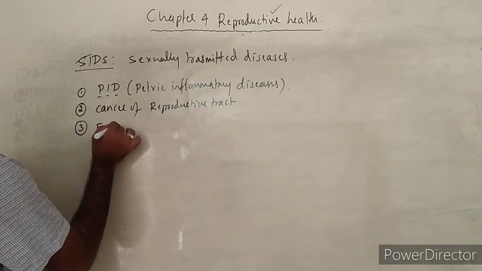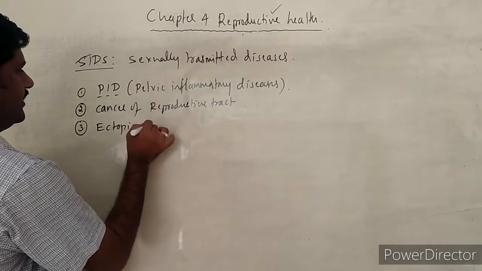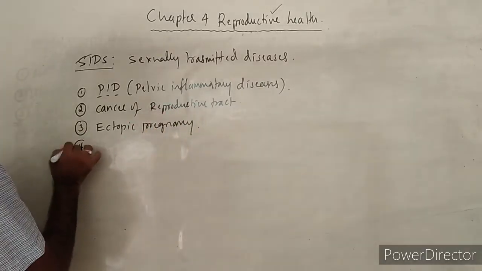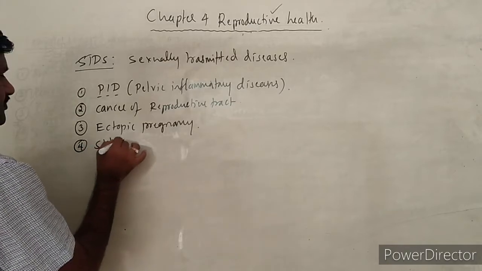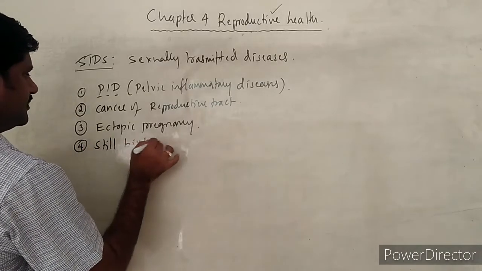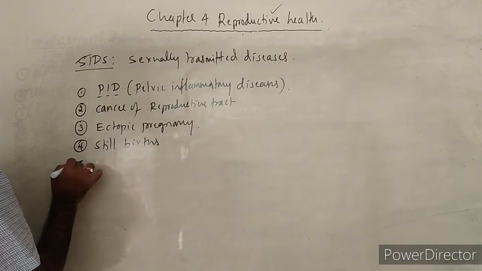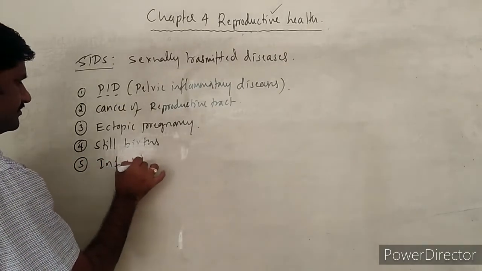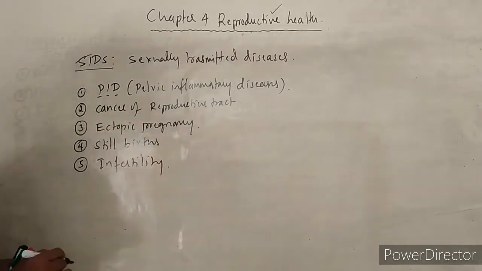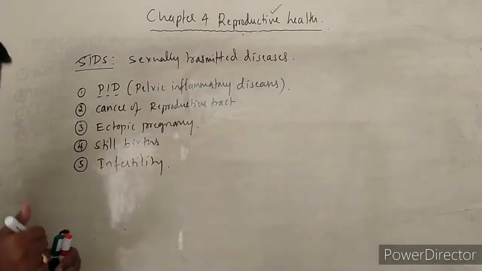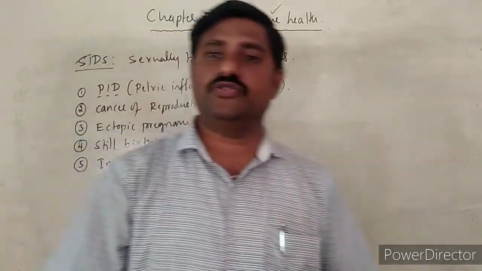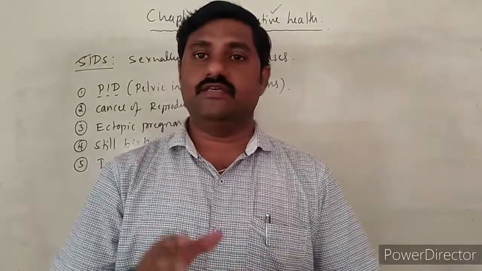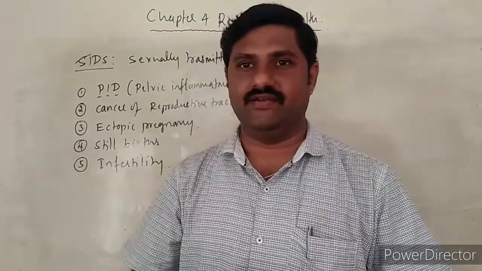Sometimes ectopic pregnancy. It leads to ectopic pregnancy and stillbirths, and next one is infertility. It leads to infertility, right? All these are said to be the most common complications that happen even when these diseases are neglected, right?